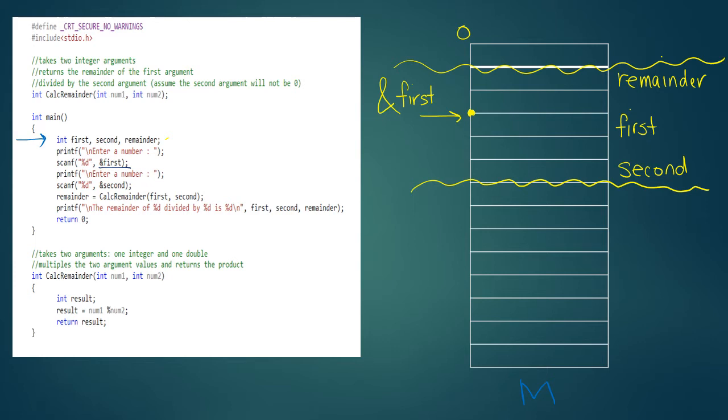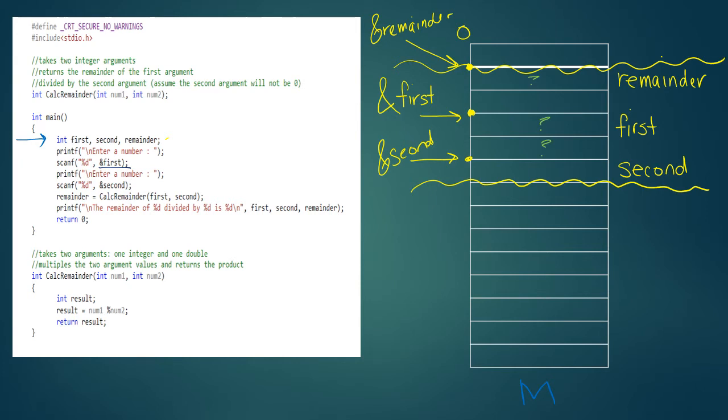All right, and each one of these also has an address. So this is the address of remainder. And this is the address of second. Inside here would be the value, but because these variables don't have any values, we don't know what their values are. So we're going to have a question mark here until we get to the next statement.